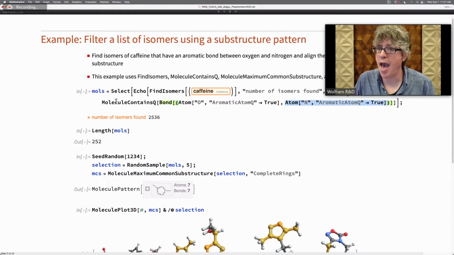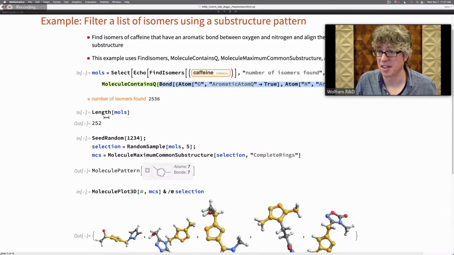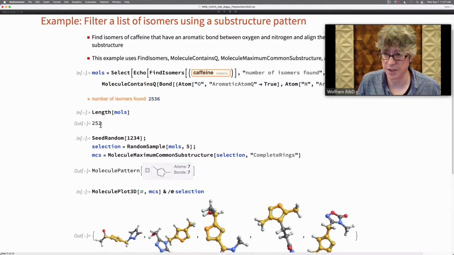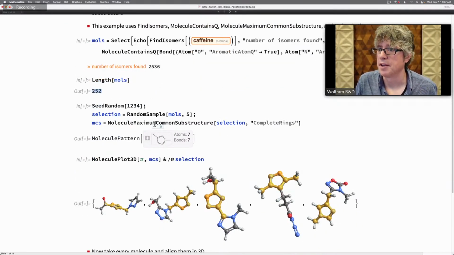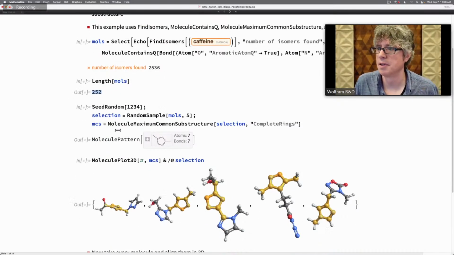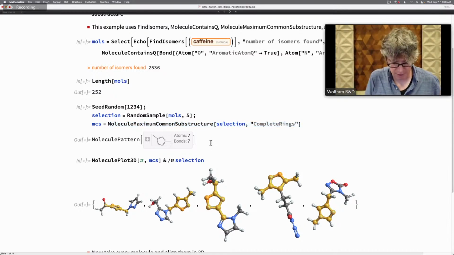So what this command is doing is saying download all isomers of caffeine from PubChem again, and then select only the ones with a bond between oxygen and nitrogen that is aromatic. And so out of those original 2,500, 250 match our pattern. And now what we can do is take a random sample of those molecules, and that's why we have the seed here. We take a random sample of them and we find their maximum common substructure. And so that's actually interesting enough to look at.